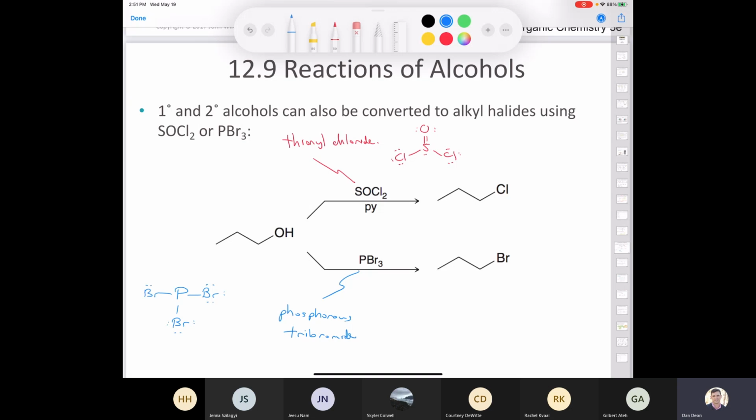and also every student should be able to draw the Lewis structure of phosphorus tribromide. Okay, that's just a little bit of Gen Chem 1. There we go. All right. So these are two brand new reactions.